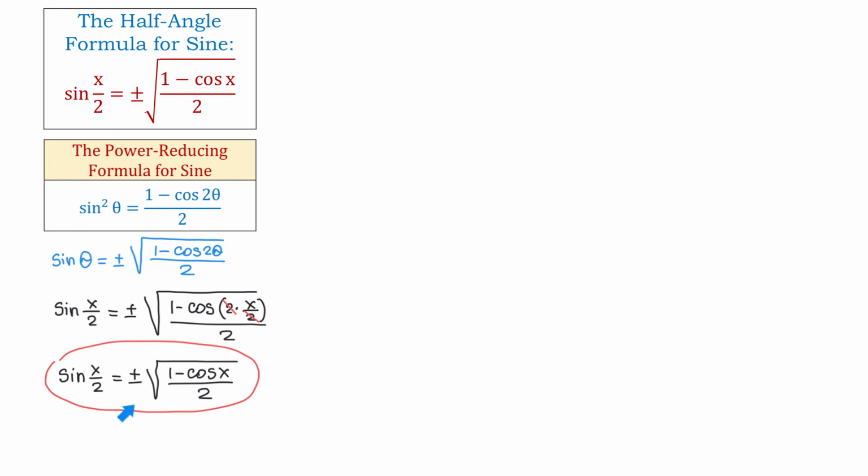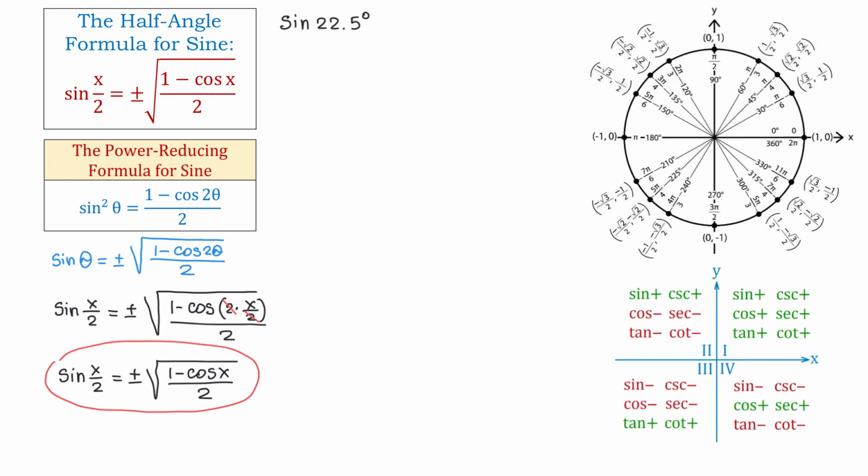Now let's talk about the plus and the minus sign we have in front of the radical. Depending on the quadrant in which x over 2 lies, this expression will have either a positive or a negative in front, but not both. For example, let's apply this formula to evaluate sine of 22.5 degrees. Because this angle is in quadrant 1, and in quadrant 1 sine is positive, then we will have a plus sign in front of the radical.